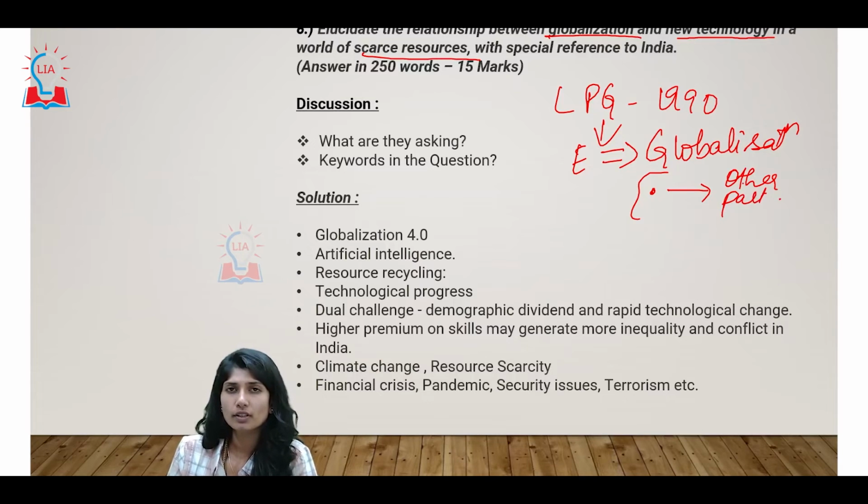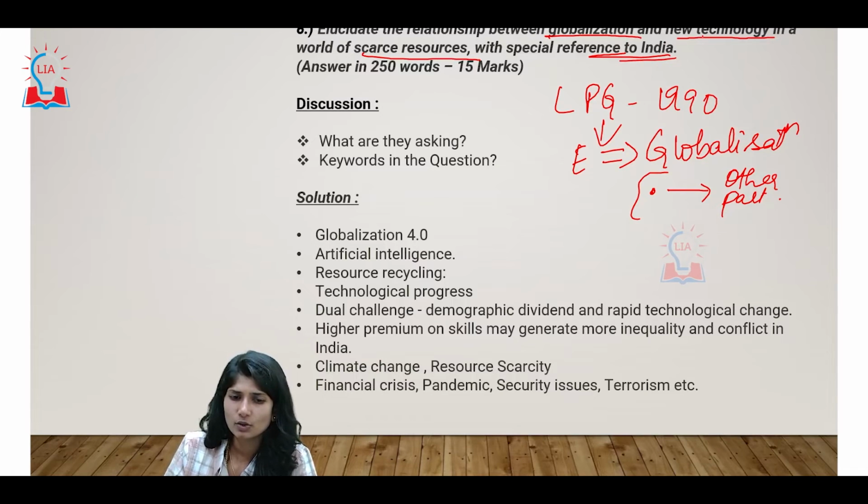More and more connectivity is there, more and more advancements are there, more and more digital advancements are there. New factors such as artificial intelligence are coming into play. With this, new technologies are coming in day by day. But one thing is that we have a scarcity of resources. How is India, with specific reference to India, or the world at large, going to handle this? That is the question.